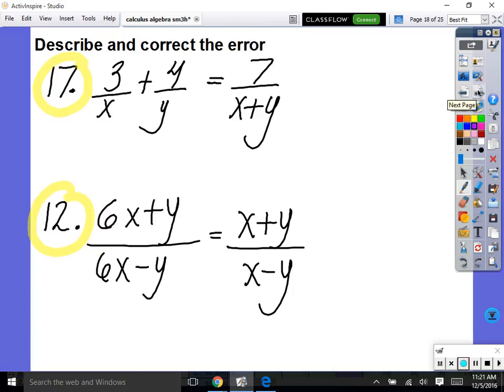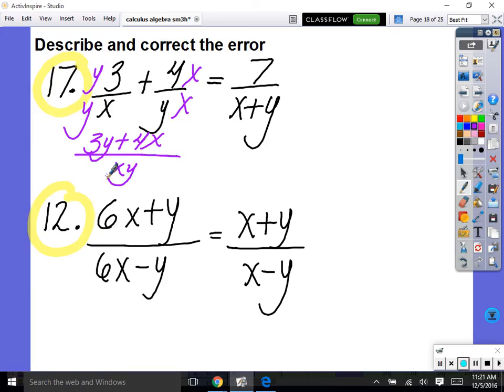Okay, let's do 17. Describe and correct the error. We have 3 over x plus 4 over y. They added straight across, which we know you can't do. You say you need a common denominator to add fractions. That's what you'd answer in words. So then you would get a common denominator. Y over y, x over x. So the correct answer will be 3y plus 4x all over xy.